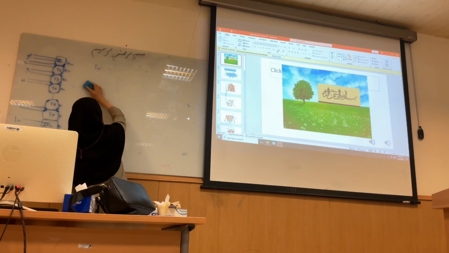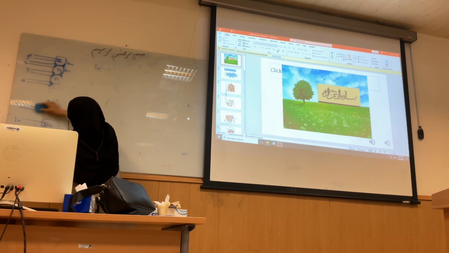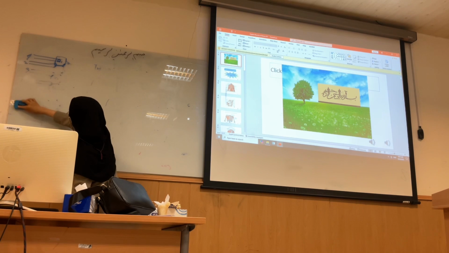What is the difference between tendon and the muscle fiber? What is the difference?